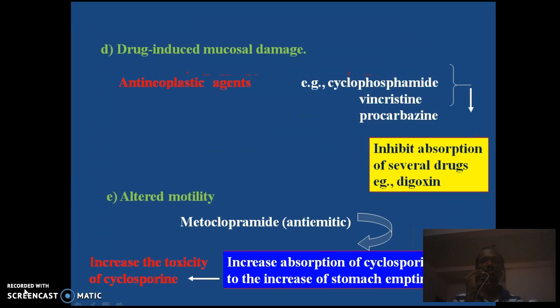The fourth mechanism is drug-induced mucosal damage. Administration of anti-neoplastic agents such as cyclophosphamide, vincristine, and procarbazine inhibits absorption of several other drugs, namely digoxin. The last mechanism is altered motility. Intake of metoclopramide increases absorption of cyclosporine due to the decrease in stomach emptying time, thereby increasing the toxicity of cyclosporine. So these are the 5 possible mechanisms involved in drug interactions at the absorption level.